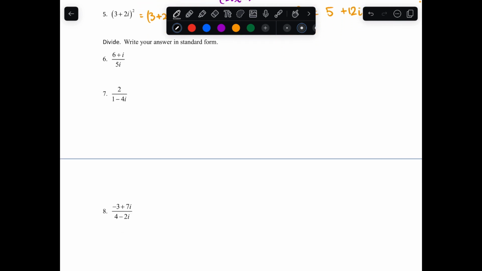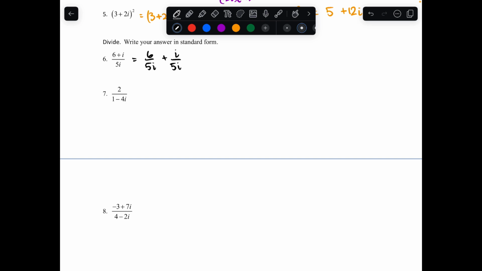Now let's try division. But we still want to write our answer in standard form, as in a plus bi. So I'm not going to want an i in the denominator. So let's first start off by separating our fraction into two pieces so we have something plus something, in hopes that we can get it to look more like standard form. So this becomes 6 over 5i plus i divided by 5i.